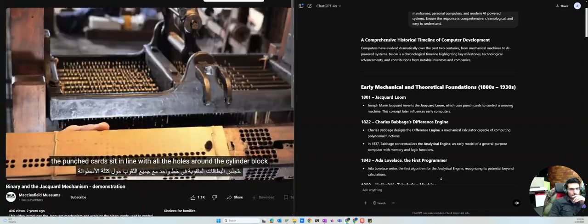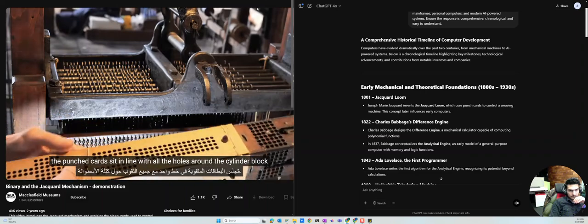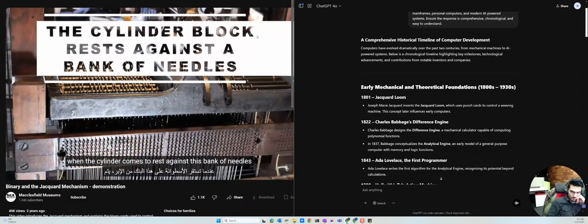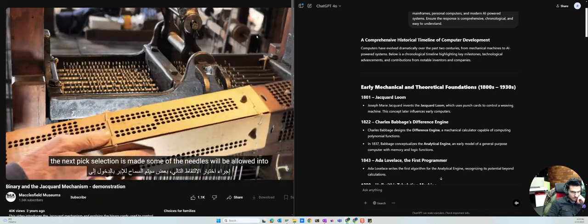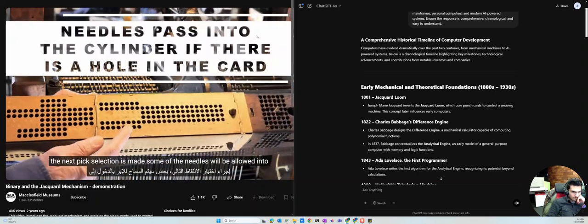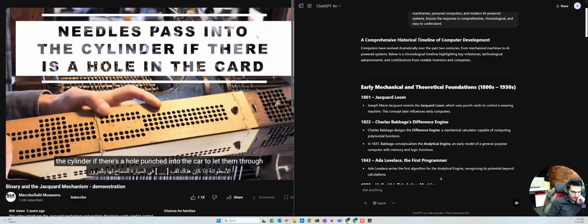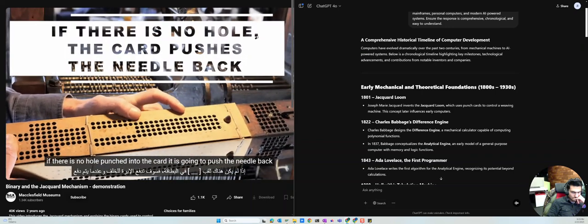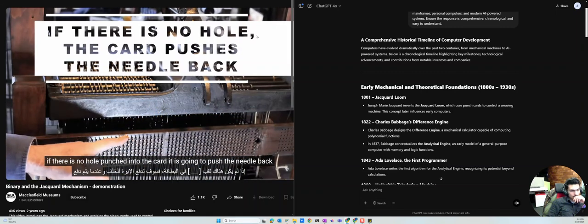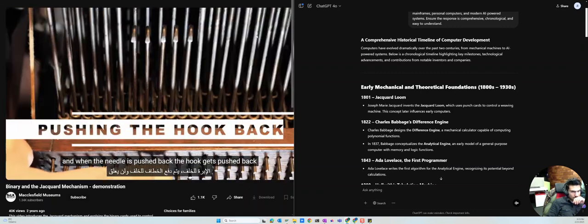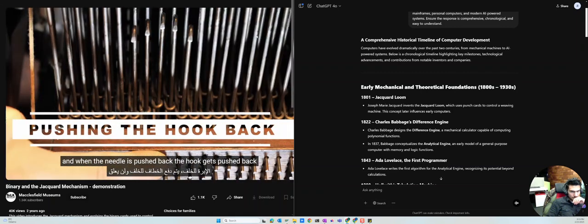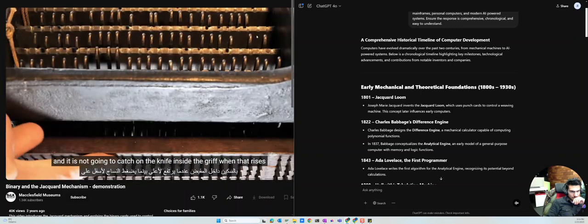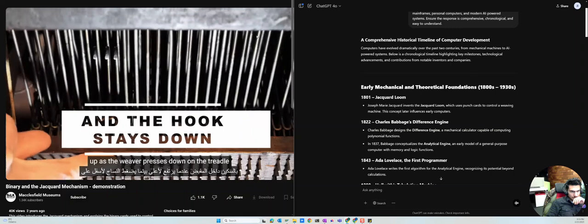The punched cards sit in line with all the holes around the cylinder block. When the cylinder comes to rest against this bank of needles, the next pick selection is made. Some of the needles will be allowed into the cylinder if there's a hole punched into the card to let them through. If there is no hole punched into the card, it is going to push the needle back. And when the needle is pushed back, the hook gets pushed back. And it is not going to catch on the knife inside the griff when that rises up as the weaver presses down on the treadle.